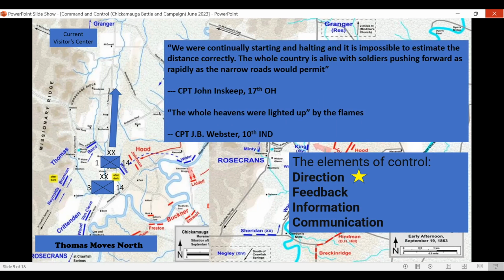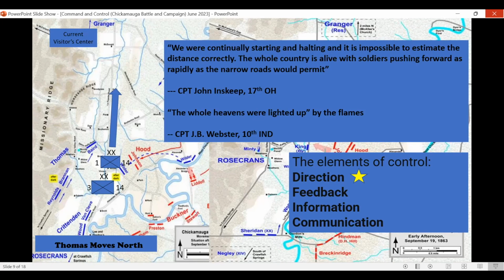And on each side of the road, there were fences, and the soldiers would take those fences down and burn them to guide the way. And so you see here, the whole heavens were lighted up by the flames that were coming from the fences that they had burned. And I think it's important to point out also, folks, that Crawfish Springs right here was the only water source for the Union Army. And I cannot underscore that enough, how critical that is.